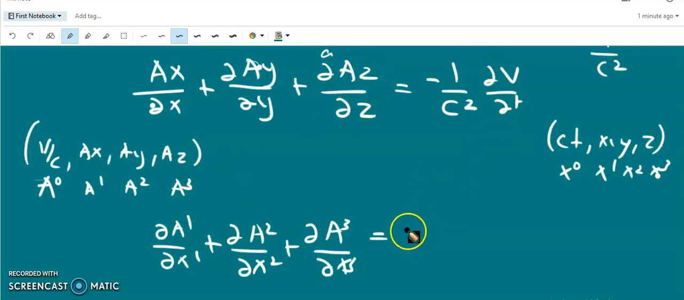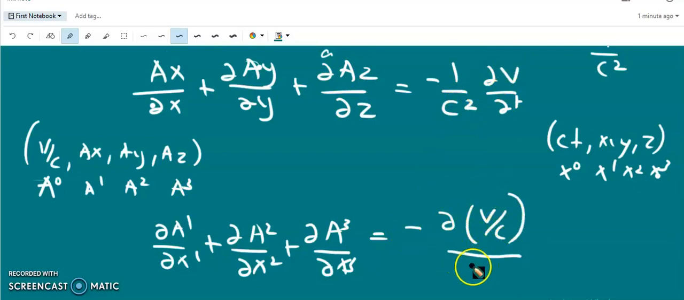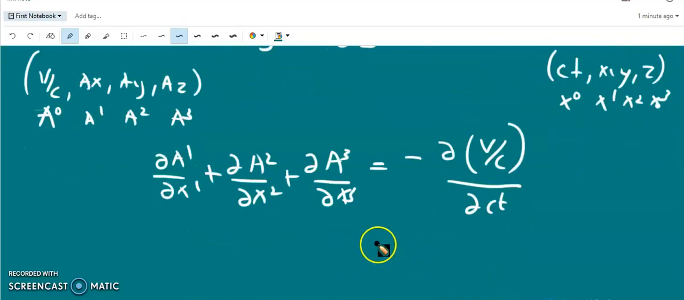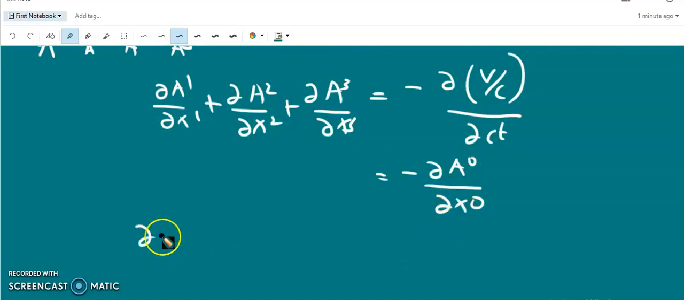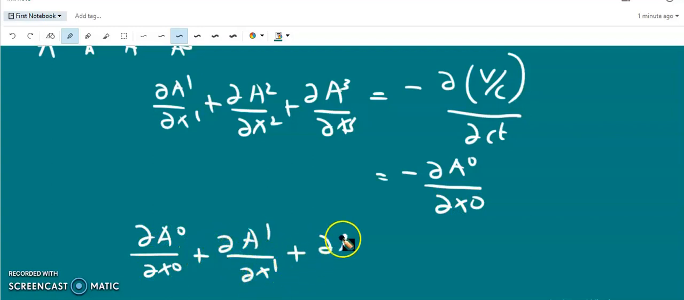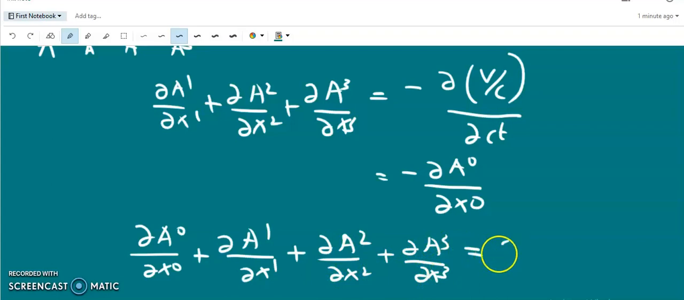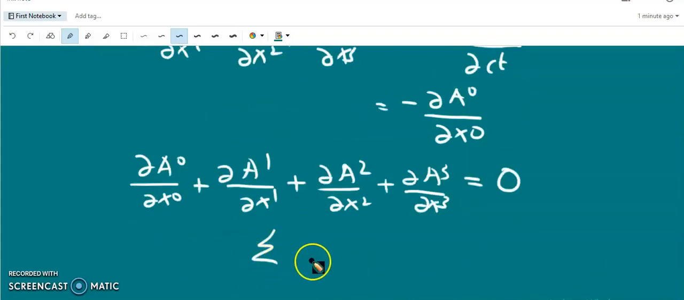ഇനി ഇതിനൊരു സ്പെഷ്യൽ ഫോമുല എഴുതാം, മൈനസ് dou V by C ഓഫ് dou CT. ഓക്കെ, അങ്ങനെയാകുമ്പോൾ ഇതിനെ നമുക്ക് മൈനസ് V by C എന്ന് പറഞ്ഞാൽ നമുക്കറിയാം A0 ആണ്, dou A0 by dou X0. So the right side can be written as dou A0 by dou X0. So now taking this term towards right side, we get dou A0 by dou X0 plus dou A1 by dou X1 plus dou A2 by dou X2 plus dou A3 by dou X3. Okay, equal to 0. And we can write this as a summation. Mu goes from 0 to 3.